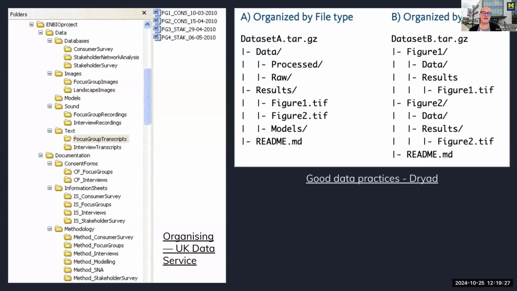In the two examples on the right, you can see two types of organizing. One is by file type, with the data folder that includes the processed and raw data. And then they also have a folder for the results in the form of figures or models. The other option is to organize by analysis. So then each figure has its own associated data and image included in a separate folder. But you'll notice that in both of these two examples on the right, they do include a README file. So that's something to keep in mind.